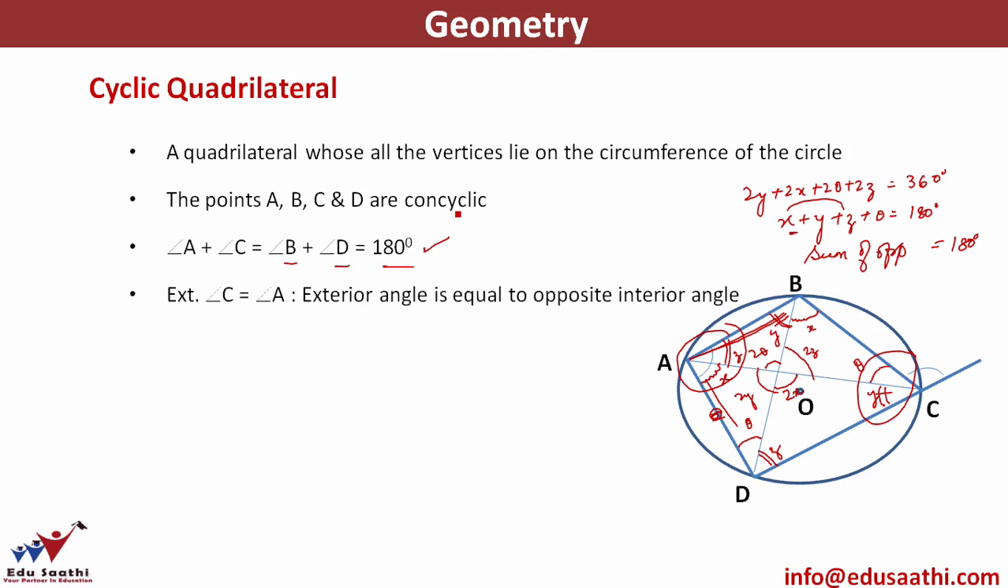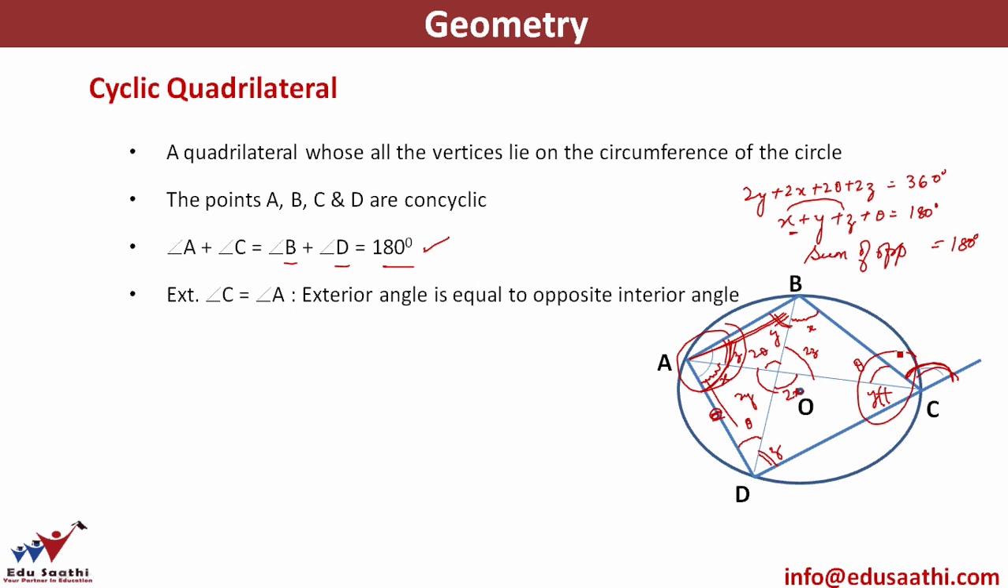The other property is exterior angle of a cyclic quadrilateral is equal to the opposite interior angle. So this exterior angle that I have will be equal to the opposite interior angle. So angle C will be equal to angle A.